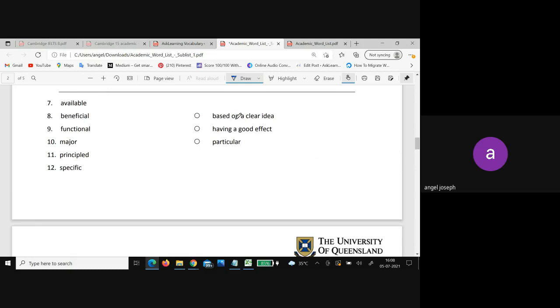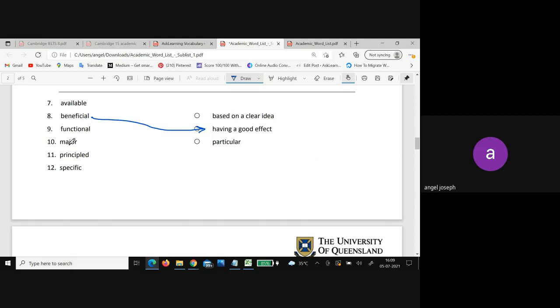Beneficial. Based on a clear idea, having a good effect, particular. Beneficial: having a good effect. Okay, having a good effect. Sherry, I'm taking this. All right, let's look at the third one. Functional. Functional: based on a clear idea, particular. No. Okay. Anyone wants to go with functional? If no, I'll go on to the next one.